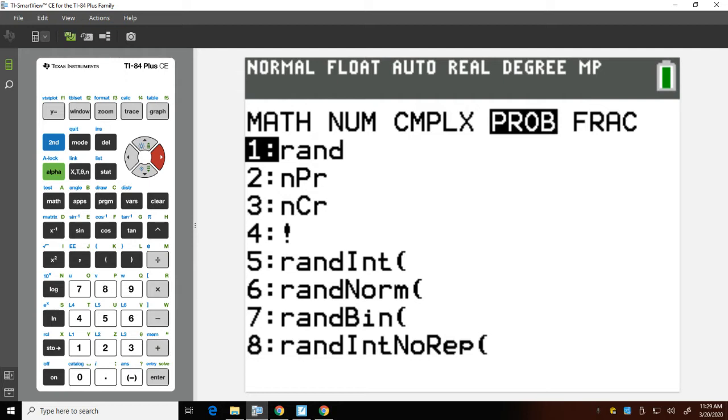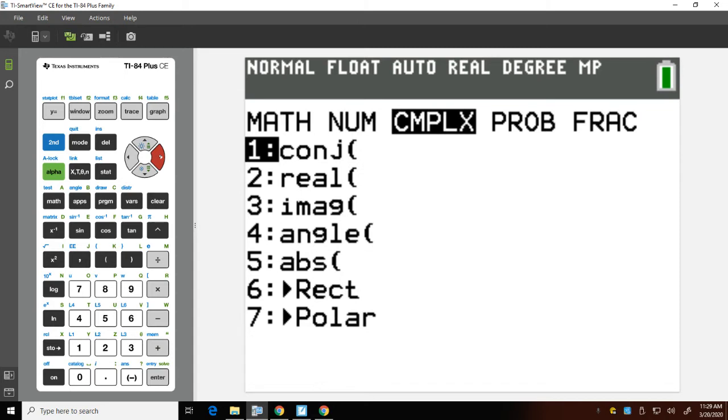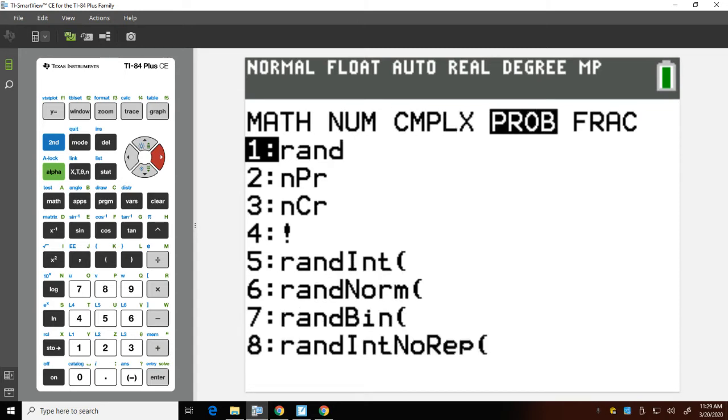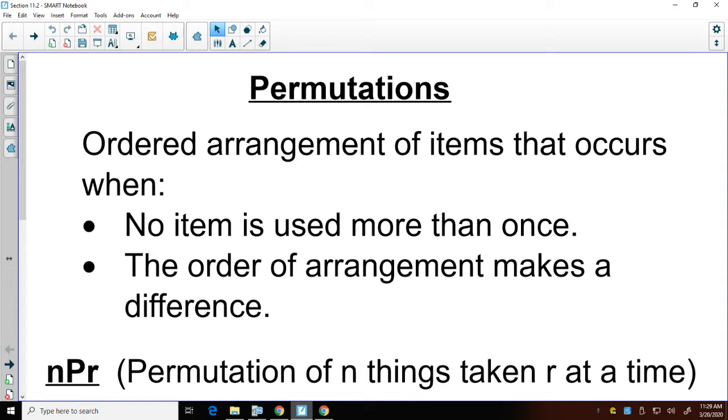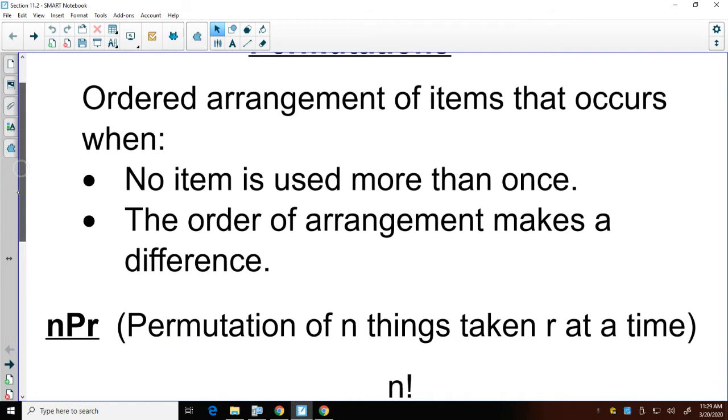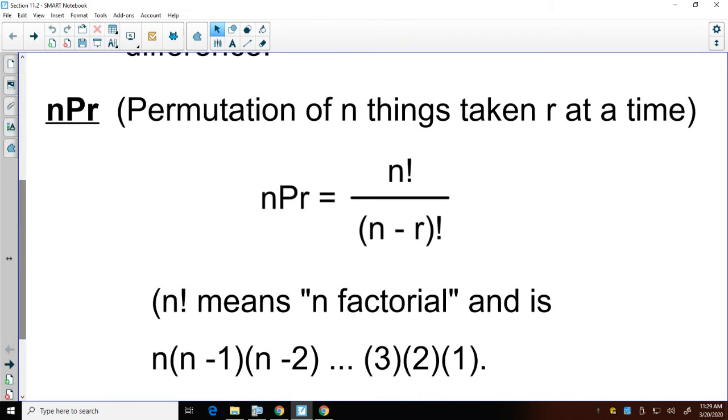And then in a second, you're going to see the formula, which will let you use this little exclamation point, which is what we call a factorial. So 2 and 4 are things that we're going to use. Again, under math, scroll all the way over to prob, and we're going to use nPr, which is number 2. And you might even use the factorial, which is number 4. nPr stands for permutations of n things taken r at a time. The n represents the total.